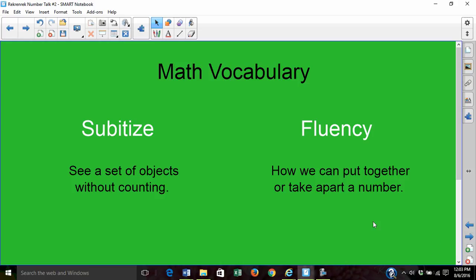Math vocabulary. In first grade, we will use these important math words when we use a Rekenrek. The first word is subitize. Please say that word with me. Subitize. Subitize means seeing a group of objects and knowing its quantity or amount without counting.